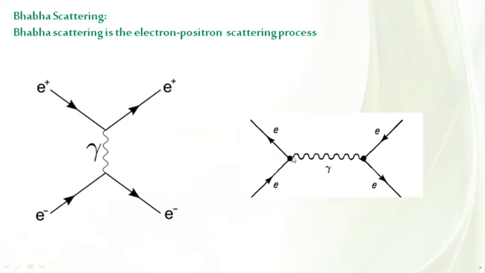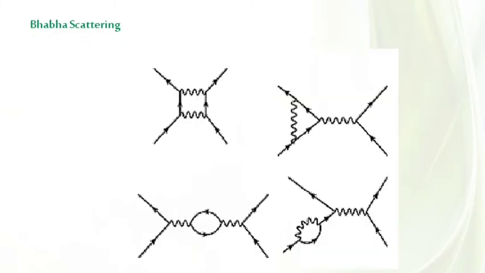You can also draw the Feynman diagram in this way. One electron is going in this way, and then exchanges a gamma ray photon, then they created an electron. And then this electron goes in this way. So you can represent it in this way also.